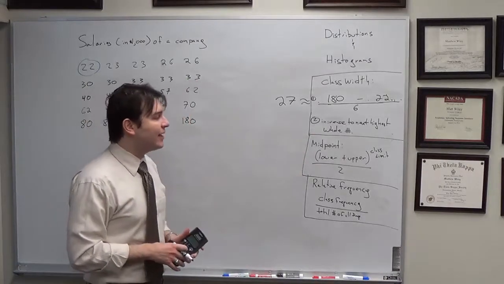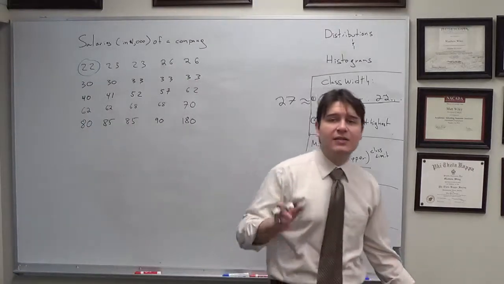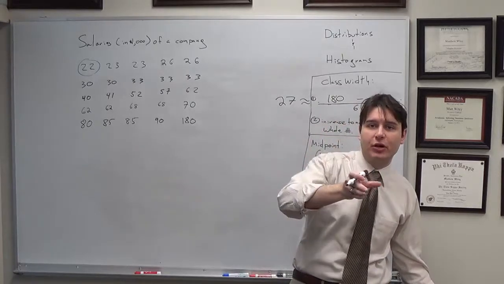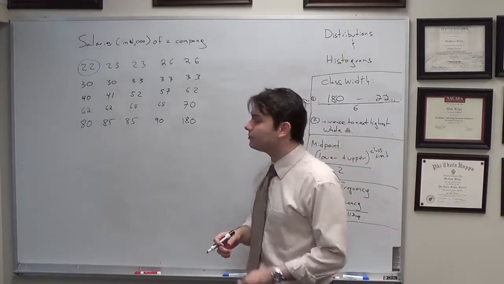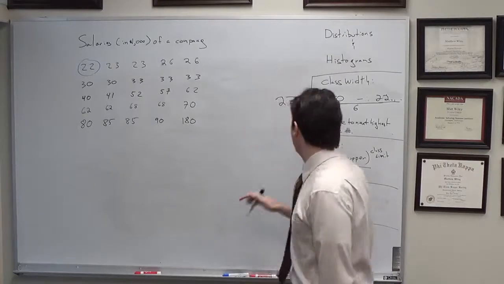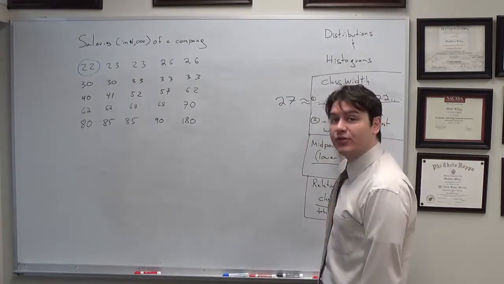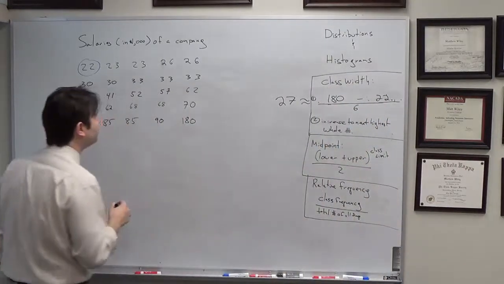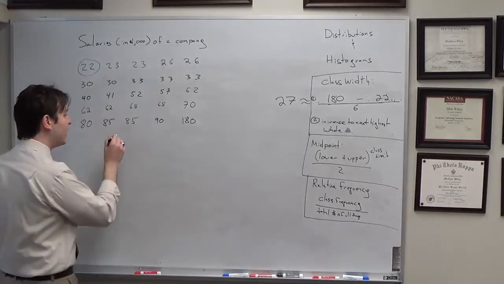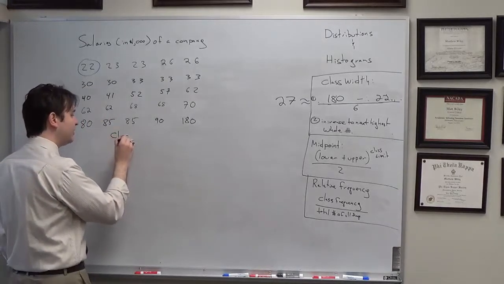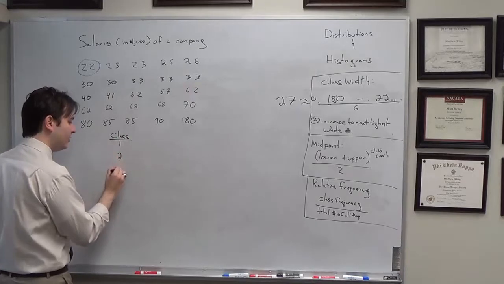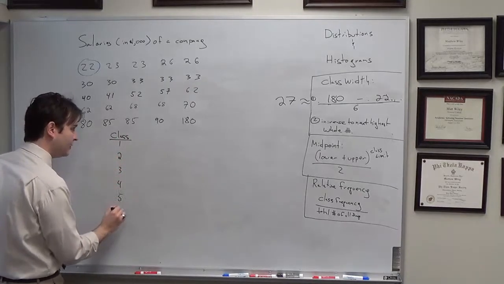This is called my class width. It's how wide my folders are to put all these different numbers into. That's nice. I know I'm going to have 6 folders because that's how many classes I've got. So we start to be able to organize this data. We can have class, and we'll have the first, second, third, fourth, fifth, and sixth class.